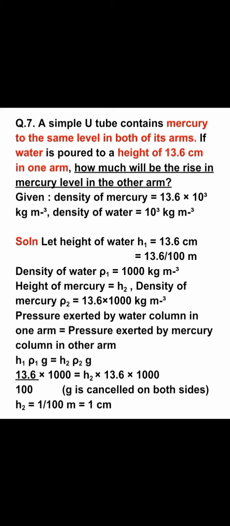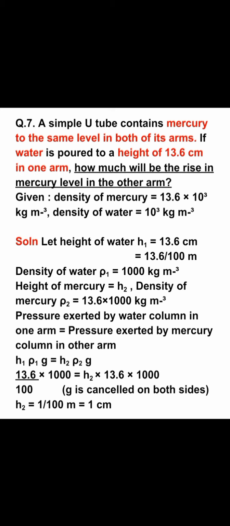A simple U-tube contains mercury to the same level in both of its arms. If water is poured to a height of 13.6 cm in one arm, how much will be the rise in mercury level in the other arm? Given density of mercury equals 13.6 into 10 to the power 3 kg per meter cube, and density of water equals 10 to the power 3 kg per meter cube.